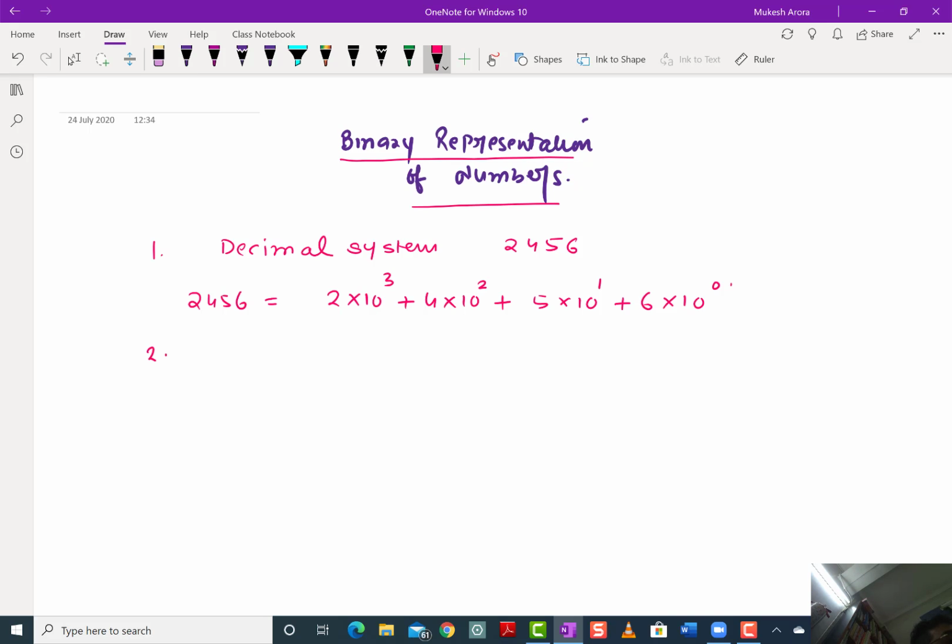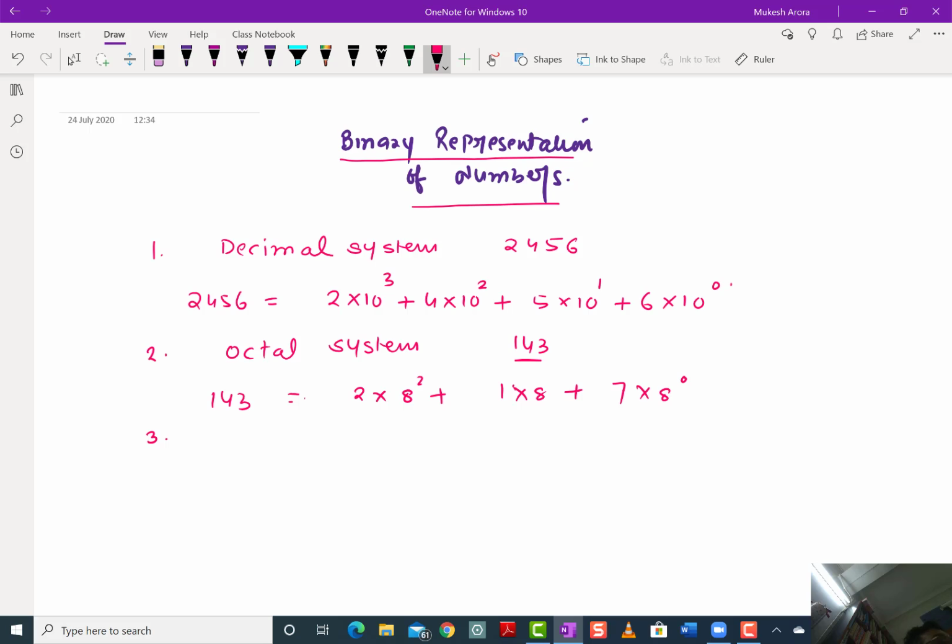Then we have another system that is called the octal system. In the octal system, if the number is 143, it can be written here. The octal system base is 8. 8 raised to the power 2 plus 4 into 8 plus 3 into 8 raised to the power 0.